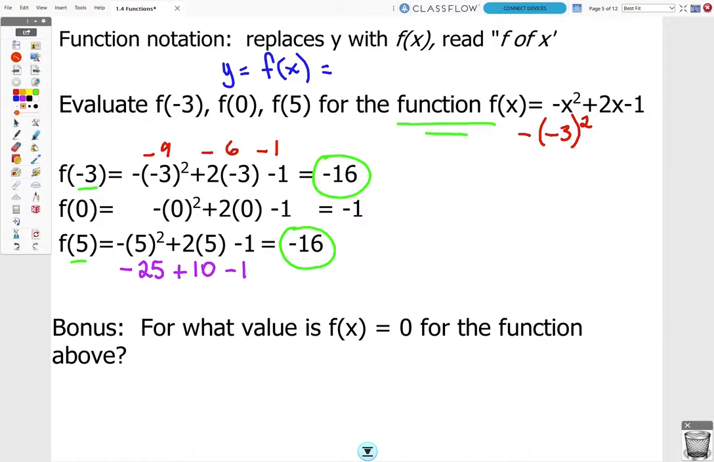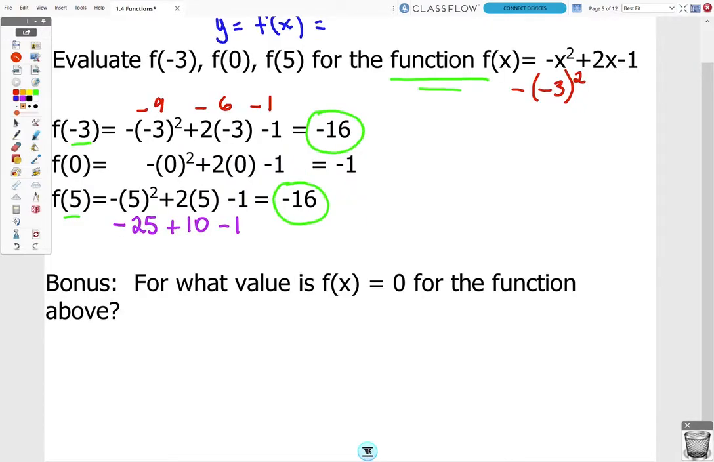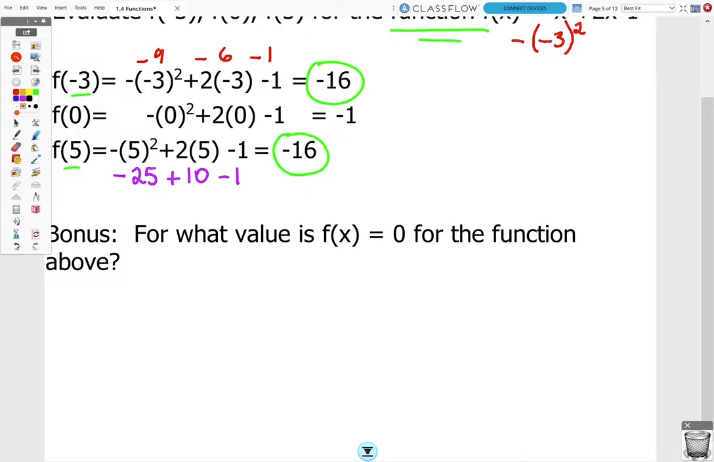And a bonus question: for what value is the whole function equal to 0? For the function above, negative x squared plus 2x minus 1. So what value would make this whole thing equal to 0? So let's give us a little bit of room to work with here. And if you would like to try this out, go ahead and pause the video. If not, let's take a look at how that is done.